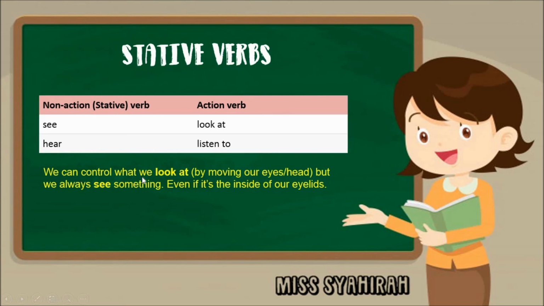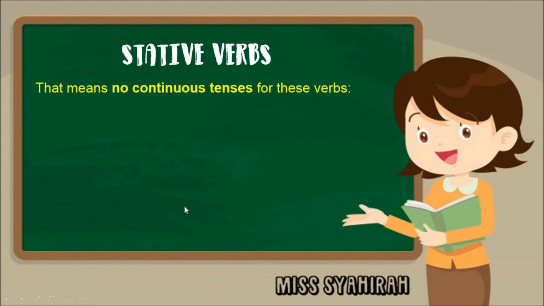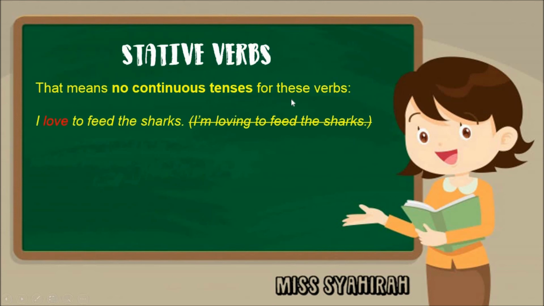For example, we can control what we look at. Boleh control apa yang kamu nak tengok, look at. But we always see something. See ni selalu nampak. Even if it's the inside of our eyelids. So, non-action, stative verb yang kamu tak boleh kawal, that you cannot control. Action verb that you can control. So, that means no continuous tenses for these verbs. So, stative verbs, tak ada ing.